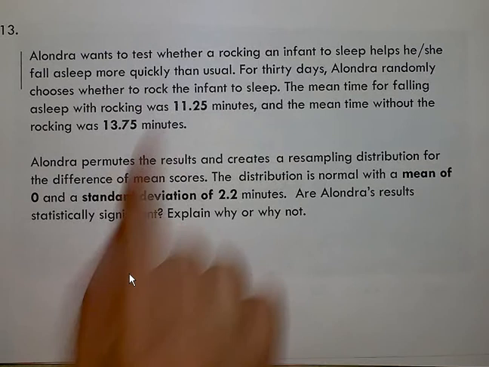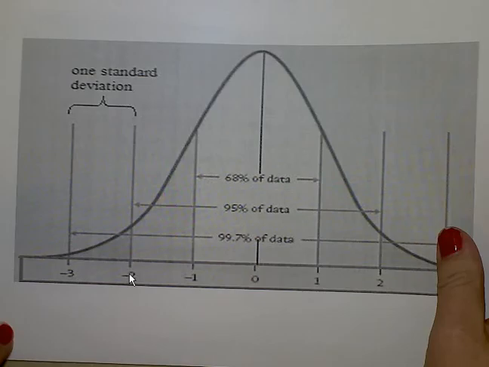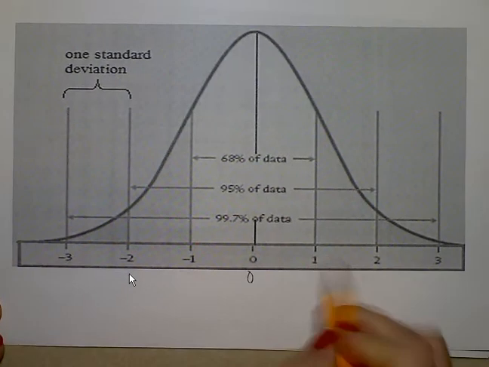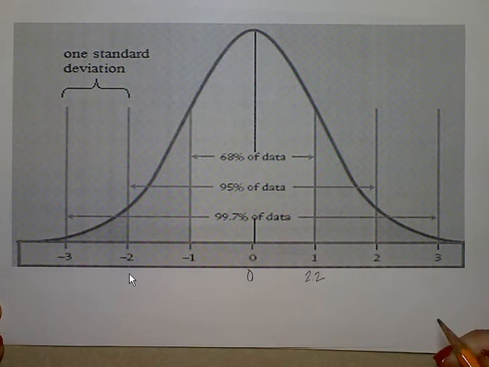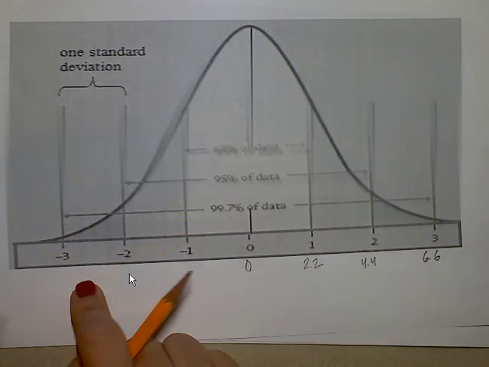So let's draw a little graph. So we start right here. It says the mean is 0. This would be 2.2 because that's the standard deviation. 2.2 plus another 2.2 is 4.4 and 6.6. Then obviously we could go down.